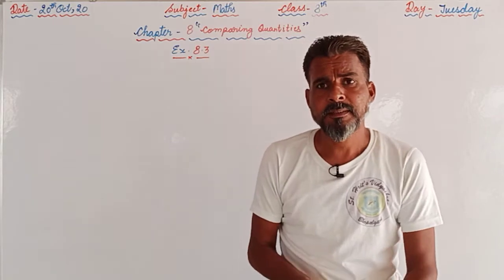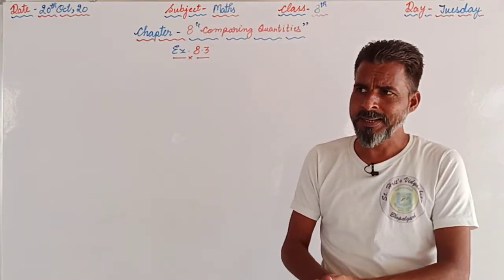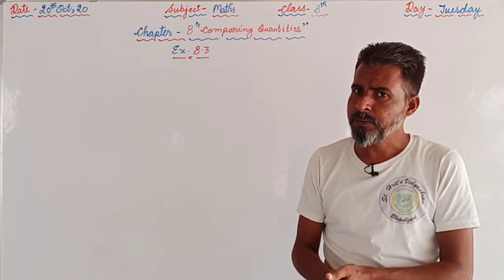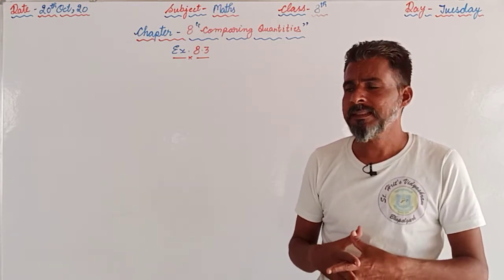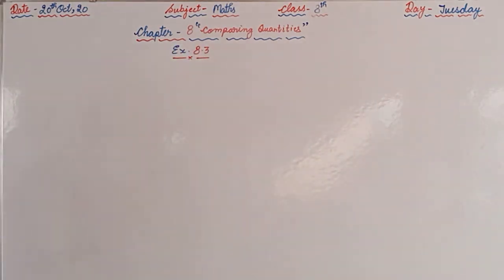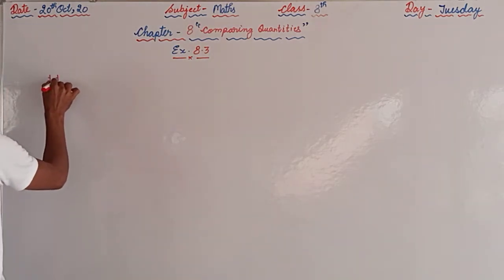This video is for class 8th and the subject is maths, and we are continuing the same chapter, that is chapter number 8, and the name of the chapter is comparing quantities. So as you know, we are proceeding with exercise 8.3 and we have completed up to question number 10. So today we will discuss question number 11. We will start with question number 11.